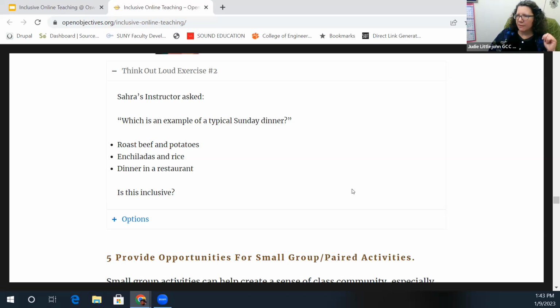Oh, okay. So the next one is, okay, so Sarah's instructor, as you can see, is asking the students which is an example of a typical Sunday dinner: roast beef and potatoes, enchiladas and rice, or dinner in a restaurant. So is this kind of question inclusive? What do you think? Just off the top of your head, what are your thoughts on that? Michelle said no.